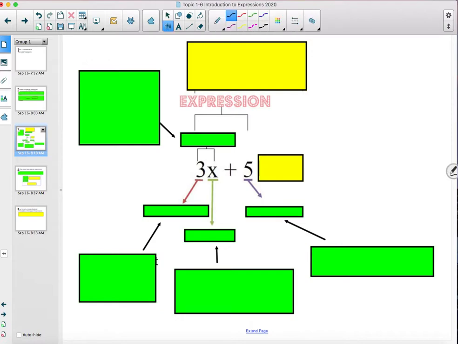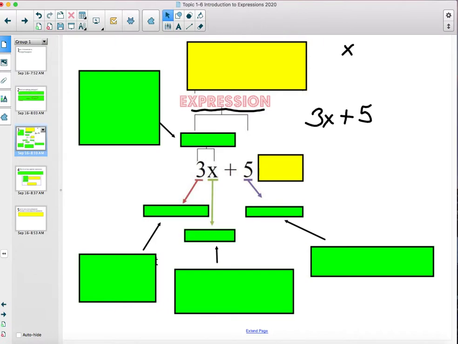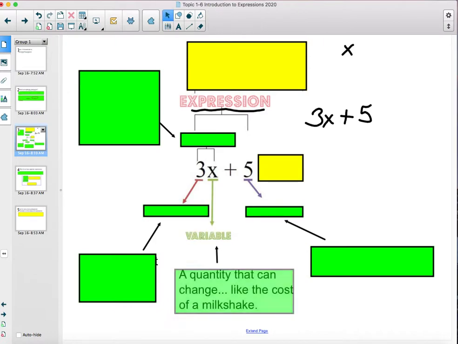So what we're looking at right here is this expression, and the expression is nothing more than 3x plus 5. Now, we don't know what situation this represents. We don't know the value of x, but we know that it is an algebraic expression. Now, one of the things that we want to keep in mind is this: x is a variable. And a variable is a quantity that can change, like, say, the cost of a milkshake.